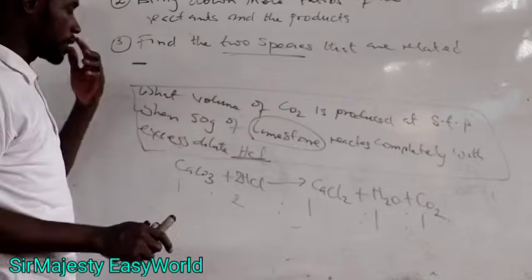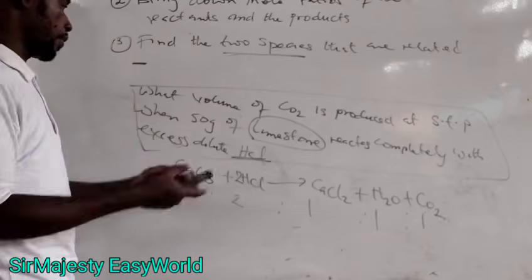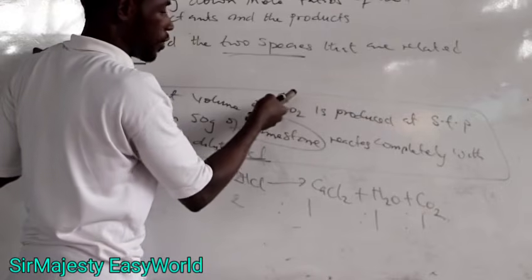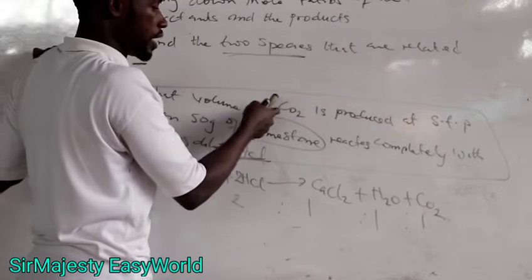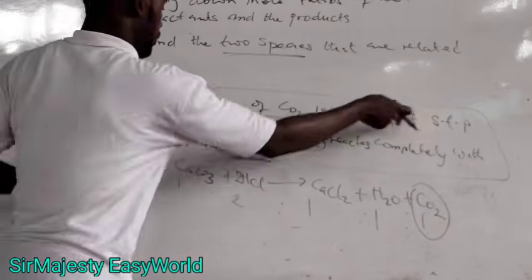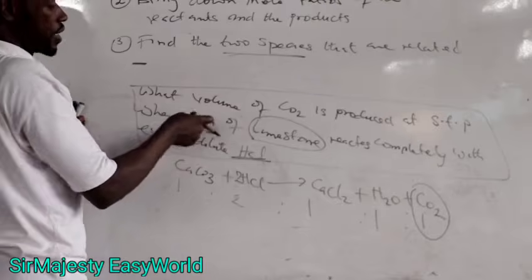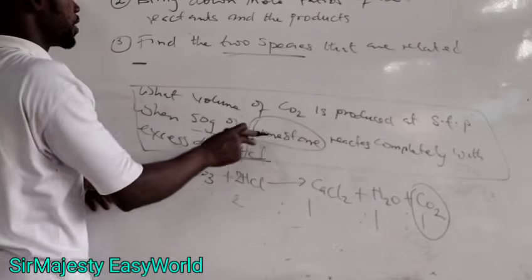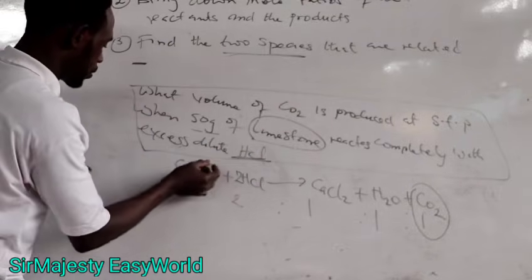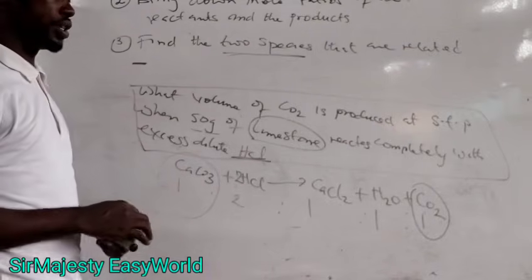How will you know that? You go back to the question. The one given and the one being calculated for. Now they said, what volume of CO2? So we have seen that CO2 is involved. They have mentioned CO2 is one of the related species. You go there and mark it, circle it. Then, volume of CO2 produced at STP. This is calculated for and this is given. So 50 grams of limestone was the one given. So the one calculated for and the one being given is what is related. So we are relating CO2 and limestone. You circle it out. So you have discovered the 2 species being related.